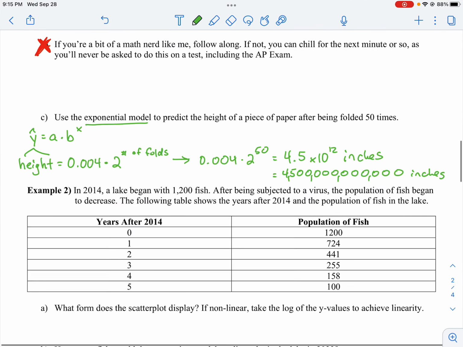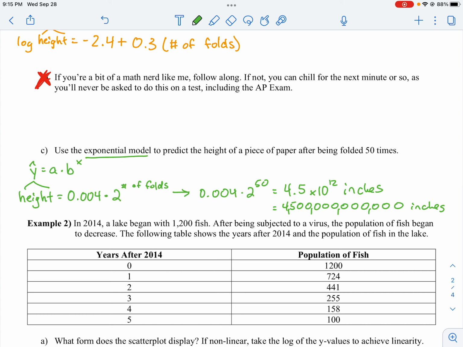71 million miles. Kind of fun. Okay, if you don't believe me, I don't know what else to tell you. But obviously you cannot fold a piece of paper in half 50 times. But if you could, that's how tall it would be when stacked on the ground. Okay, enough to go around the world countless times.